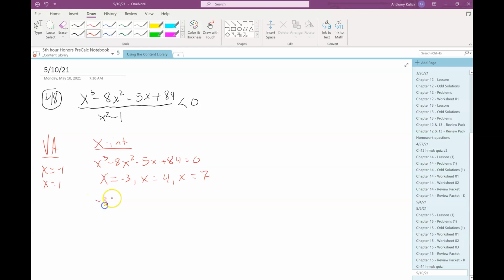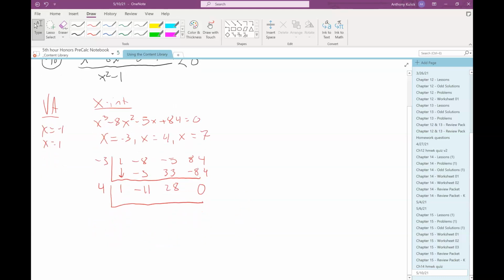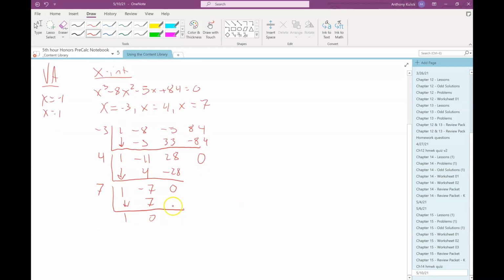To just confirm that these are indeed exactly the zeros, and it's not something silly going on like it's actually not -2.99 or something, although that seems unlikely, I'm just going to go ahead and do my synthetic division here, using each one of these 3 zeros. And I can see that they all did work.